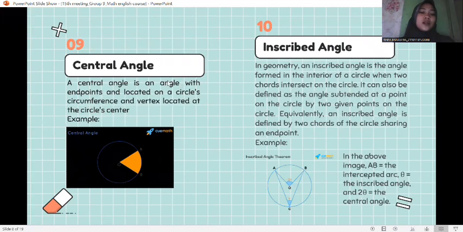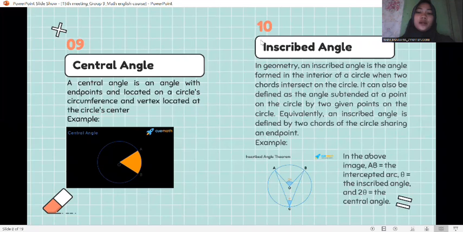Next is central angle. A central angle is an angle with endpoints located on a circle's circumference and vertex located at the circle center. The example for central angle is yellow, angle AOB is the central angle.